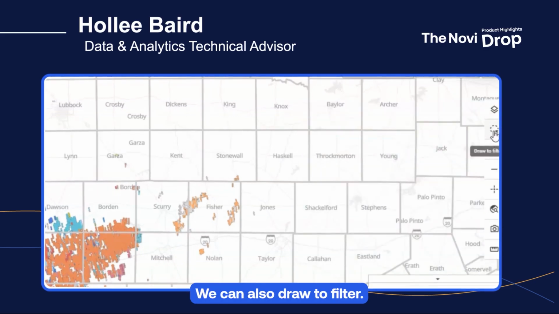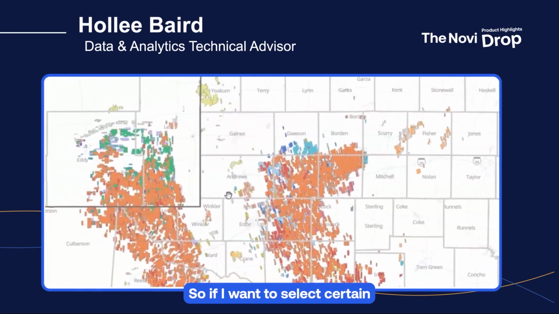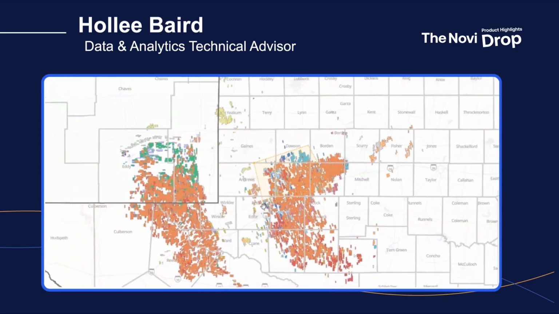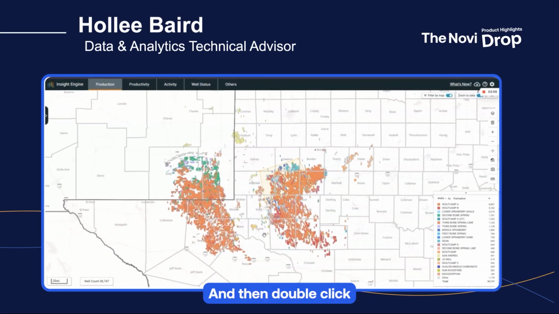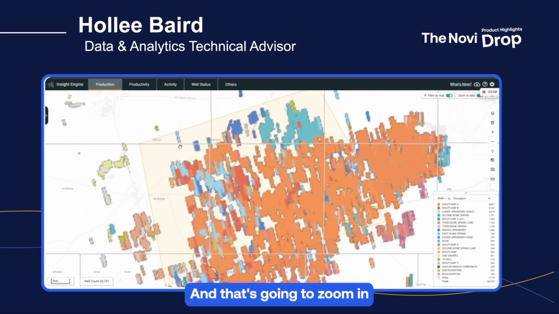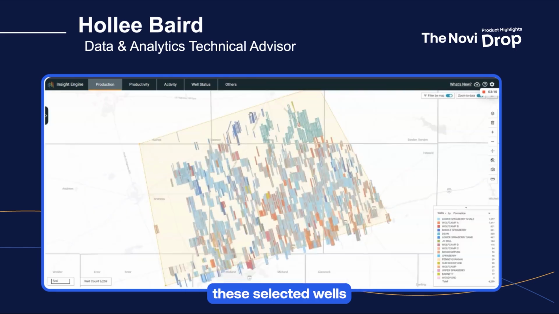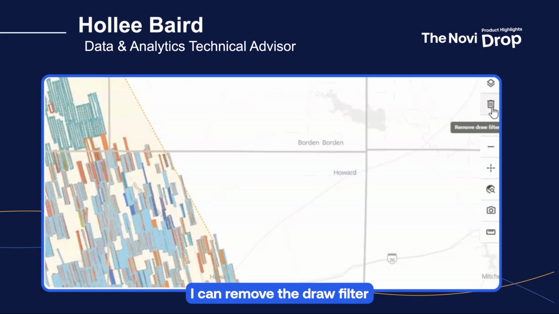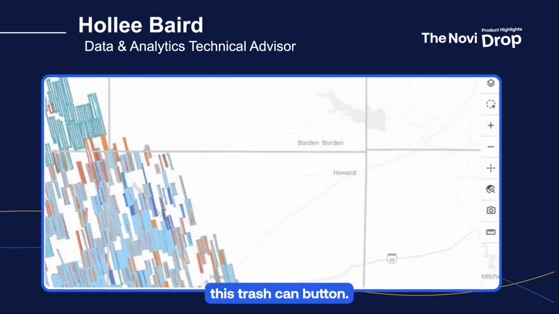We can also draw to filter. So if I want to select a certain amount of wells, I can click to add points and then double click to create that polygon. That's going to zoom in to these selected wells and select just the wells that are intersecting that polygon. I can remove the draw filter by clicking this trash can button.